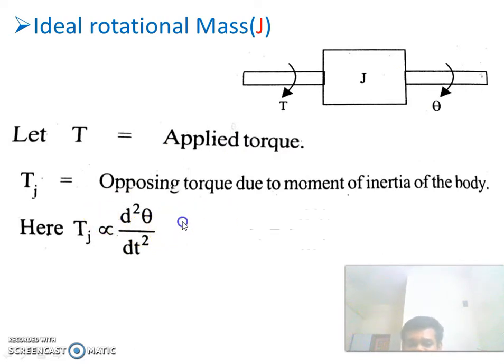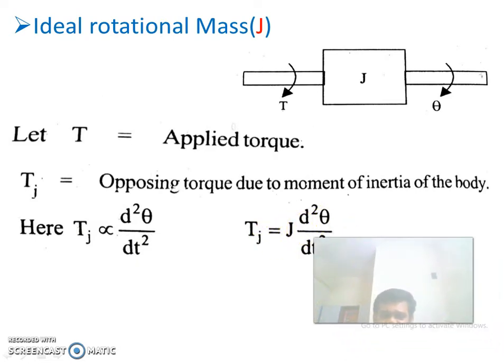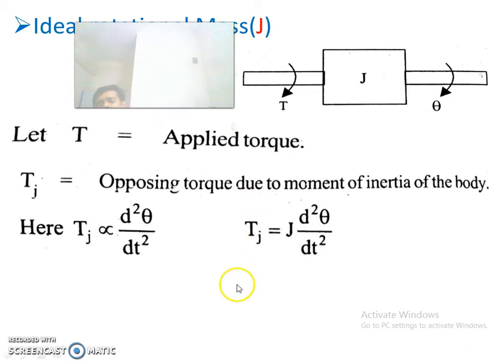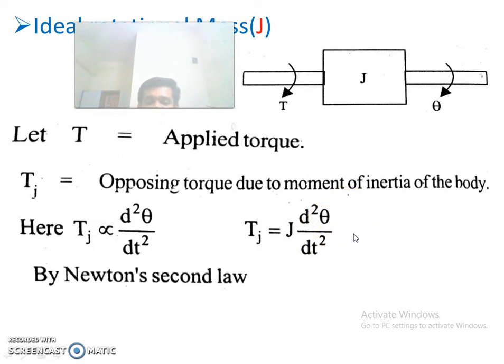When the proportionality symbol is removed, you get the opposing torque Tj equal to J into d square theta by dt square. By Newton's law, the applied torque is equal to the opposing torque.